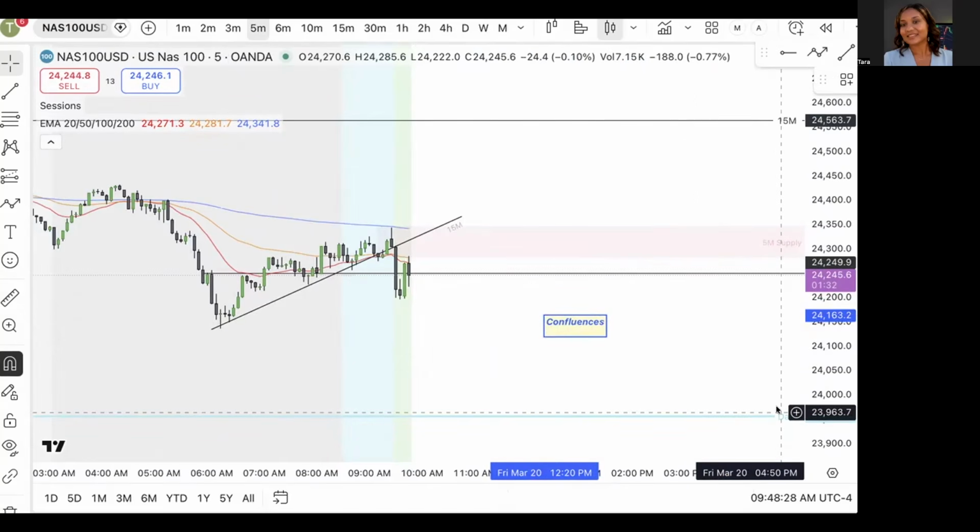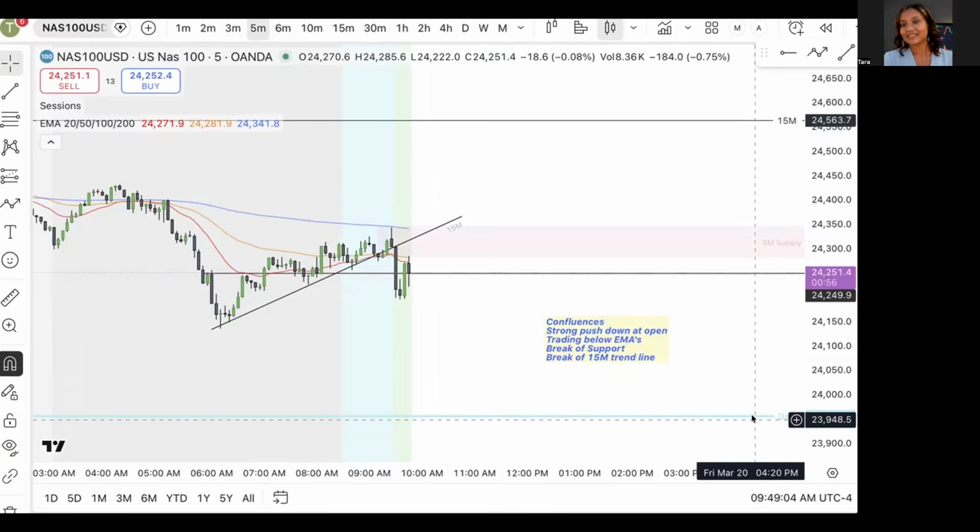First of all, we have a strong push down at open. We're trading below the EMAs. We have a break of support. And we have a break of the 15-minute trend line. And so these are all the ideas that support our theory.